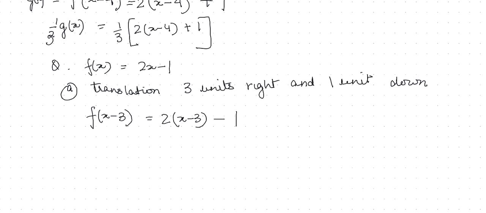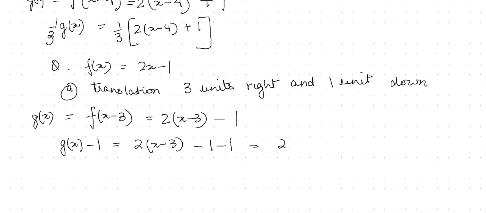Suppose this we put as g of x, and now 1 unit down. Whatever the function was, we do minus 1. In this, 3 units right, we replace x with x minus 3. And 1 unit down, so it was already negative 1 and now another negative 1. So this will give us 2x minus 8.